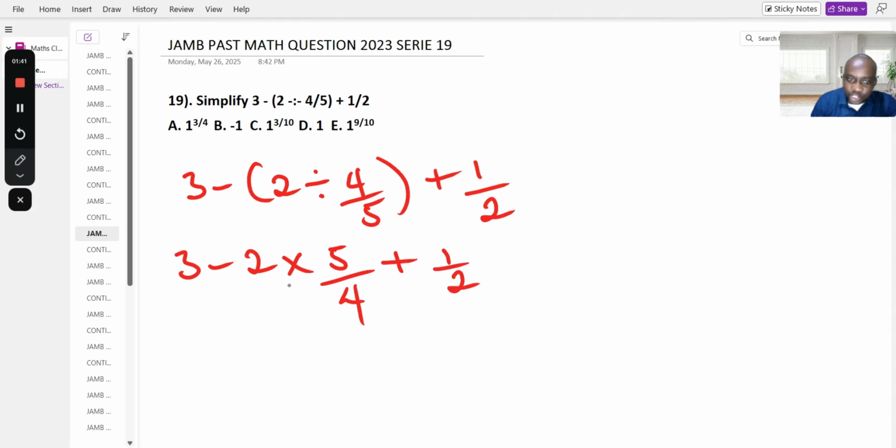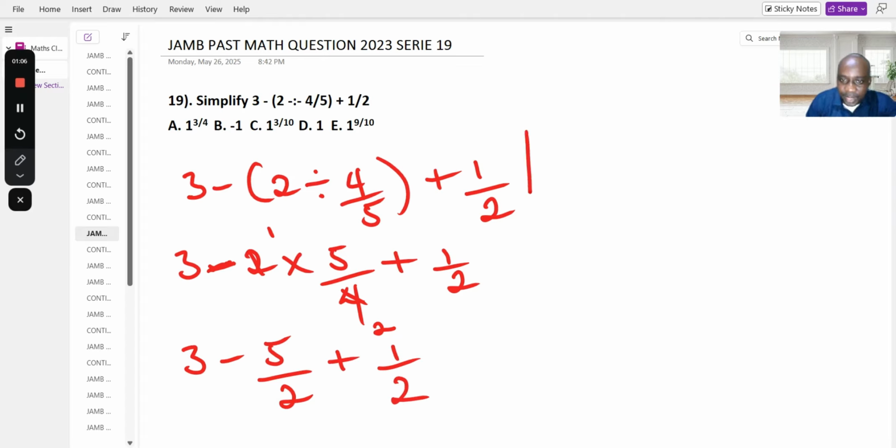Here is multiplication. When you have multiplication, you can divide. But if you have something like this, minus here, you cannot divide from here and go to the minus. No, that's not the rule of BODMAS. Wherever you see multiplication, you are good to divide. 2 here 1, 2 here 2. Our final answer here is 5 over 2. Therefore, we are going to write 3 minus 5 over 2 plus 1 over 2.